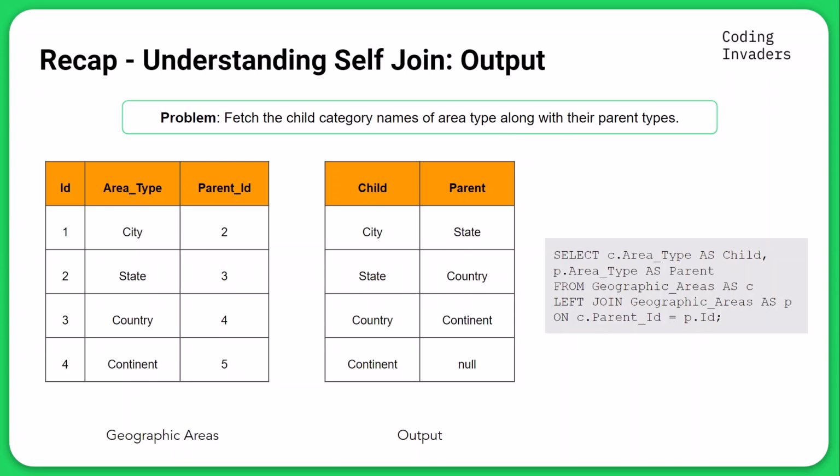And here was the code that we used. So that's how we achieved the resultant output, where the parent ID 2, that is the parent ID for city, is actually the ID for state. Means city is the child and parent is state. Similarly for state, parent is country. For country, parent is continent. Whereas for continent, we don't have any parent because there is no ID which is matching the parent ID 5. That's why it is null.